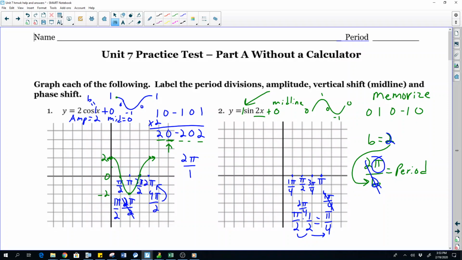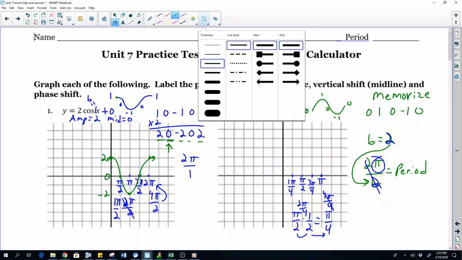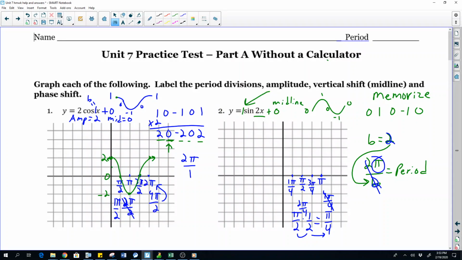Okay, so we labeled the period correctly, and that's what we're really looking for on this one, if you can graph that correctly. And then we'll go back here to graph it. Again, we start off at 0. We go as high as 1, back down to 0, down to -1, label, and then back up to 0. And so there's our graph for problem number 2. Remember that it does carry on, but we're just looking for one cycle.